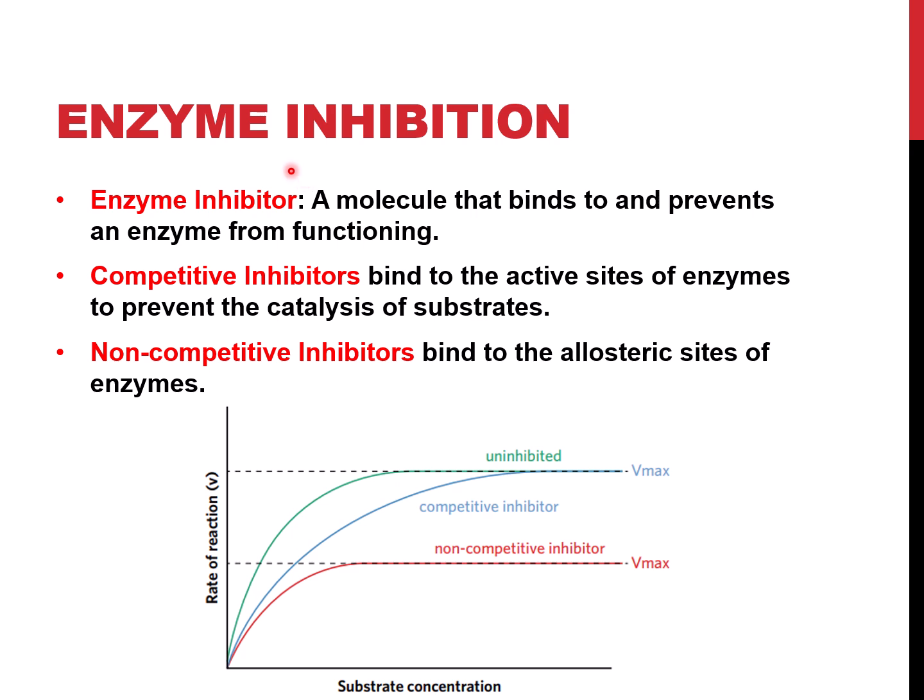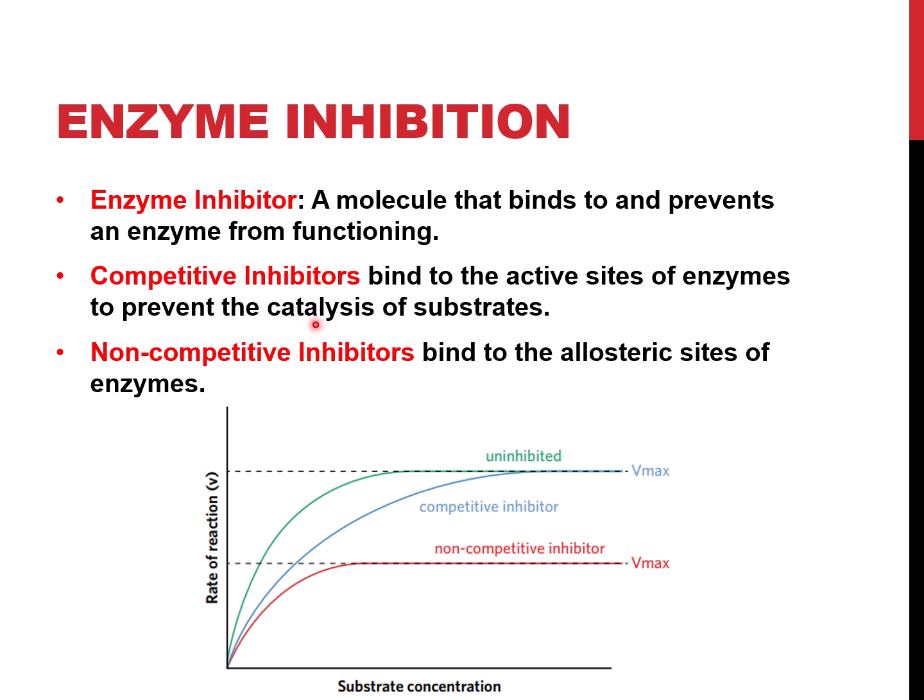So what's an inhibitor for an enzyme? It's a molecule that binds to and prevents an enzyme from doing its function. So the old substrate lock and key active site sort of thing, to create a product. Without that, either the enzyme is denatured or it's inhibited. So we have two different types of inhibitors.